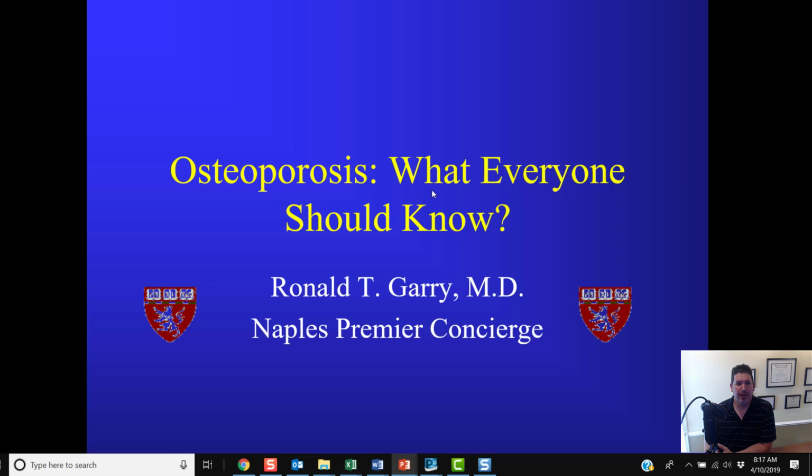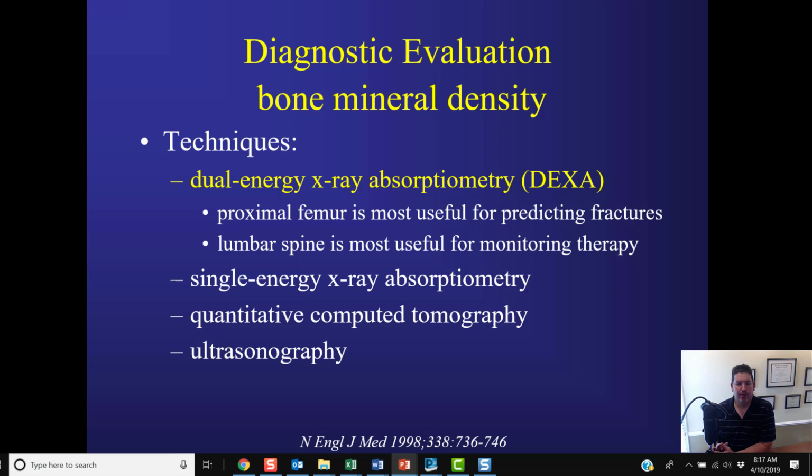I want to talk a little bit today about how we diagnose osteoporosis. Obviously, we know how common osteoporosis is, and if you haven't seen it, I've done a series on the epidemiology of that. But the way we tend to diagnose osteoporosis, obviously, if you've had a traumatic fracture, that gives you the diagnosis. Otherwise, we do it based on a bone density, and we use dual energy X-ray, what we call a DEXA scan, which really is the gold standard.